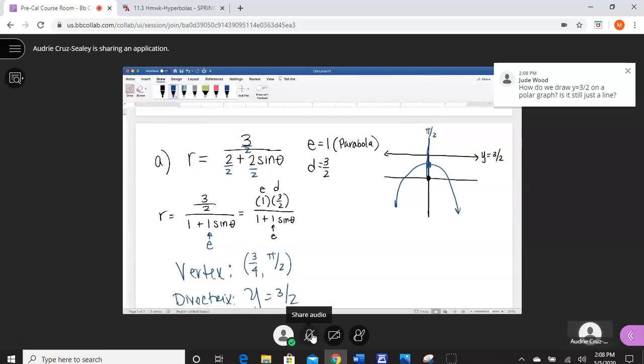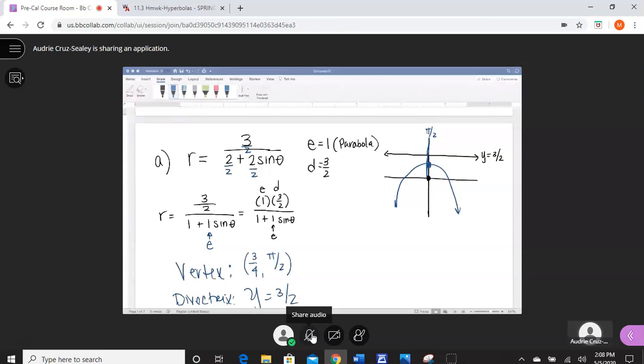How do we draw y equals 3/2 on a polar graph? Yes, Jude, that's a good question. It's still just a line. So is x equals a number. It would still just be a line. Thanks for the question. That is correct. Did y'all see what Jude wrote? He just said, hey, is there a different way that we would draw a line in polar form? And the answer is no. You would just draw it like normal. Okay? Everybody okay with A?